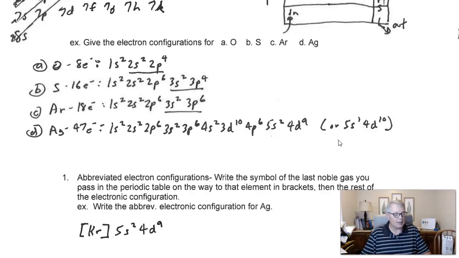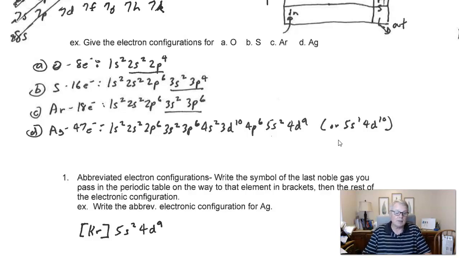Molybdenum does the same thing. It's 5s1, 4d5 instead of s2, d4. But then you get down to tungsten, and it's 6s2, 4f14, 5d4. So for chromium, it does the half shell stability thing. For molybdenum, it does it, and then for tungsten, it's back to s2 d4. So you have an exception to the rule, and then you have an exception to the exception of the rule.